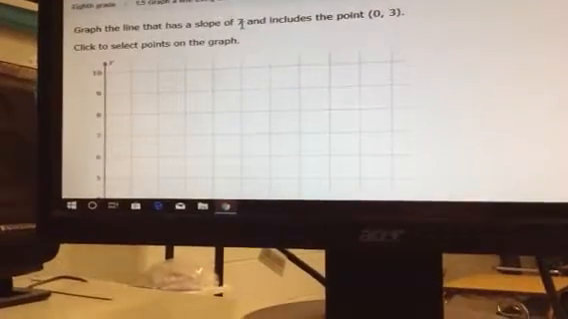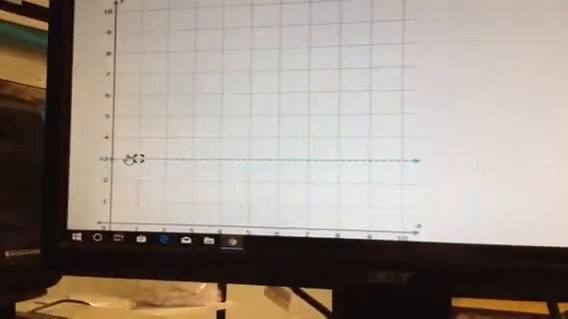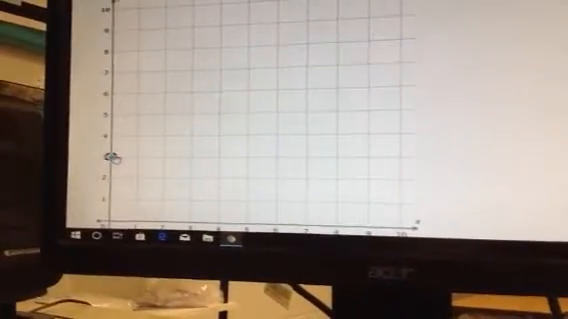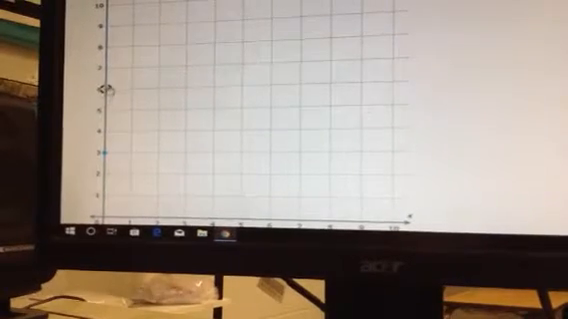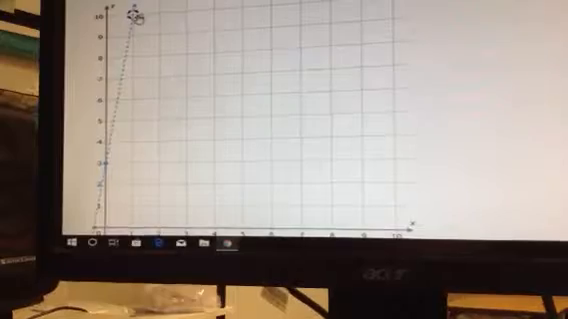It says a slope of 7. You make it have a denominator of 1 if it doesn't have one. So my slope is 7 over 1. That's telling me to rise 7 and run 1. Put a point.